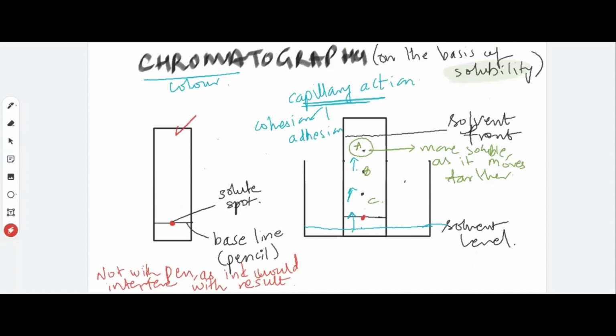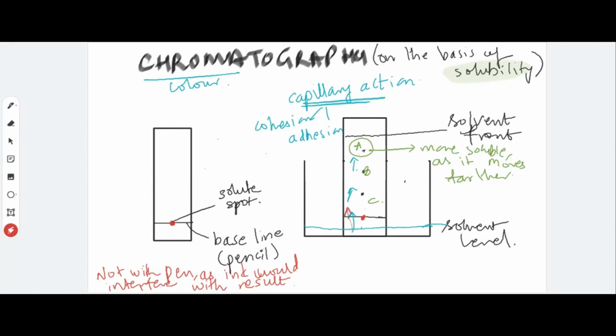We have first of all the paper. We place the baseline with pencil. We place the solute spot over here. We do not draw it with ink. Why? How would you talk about that in English? That the dyes would separate and it would interfere with the result.